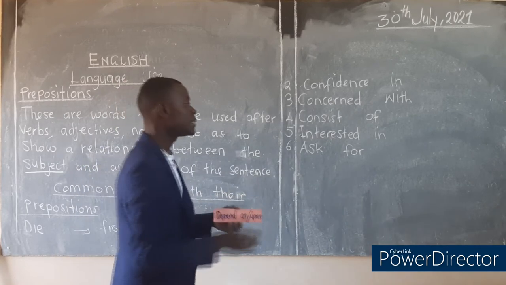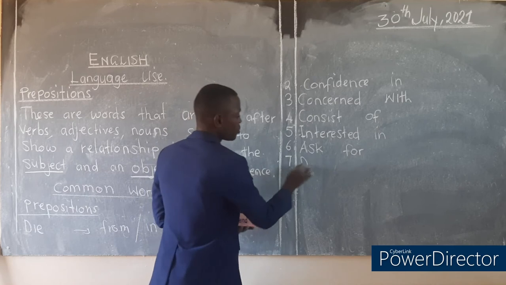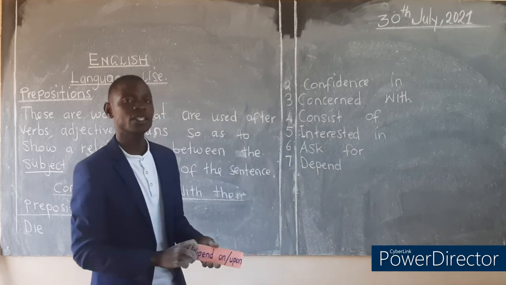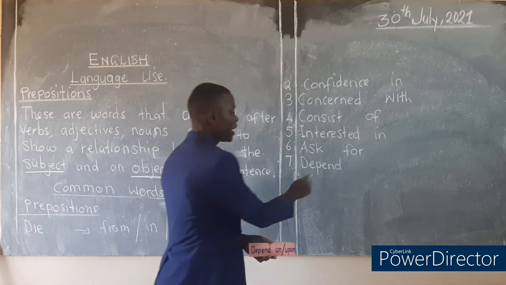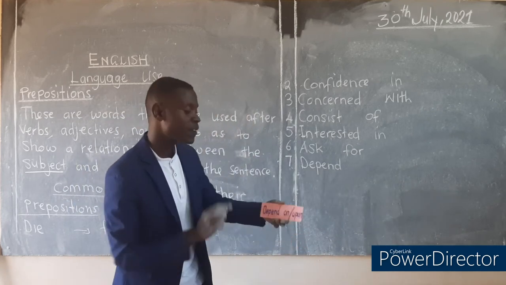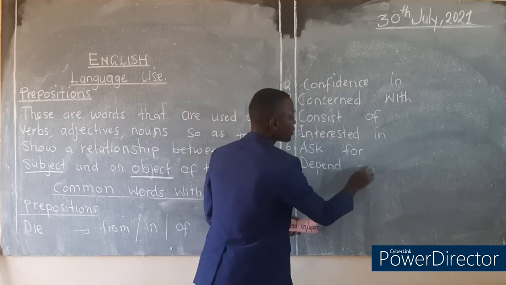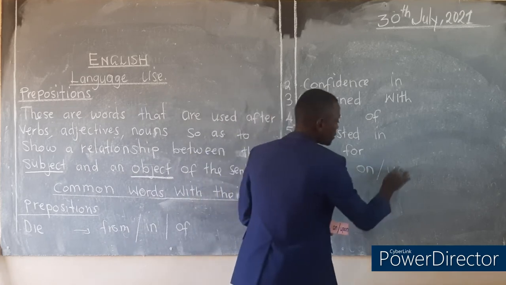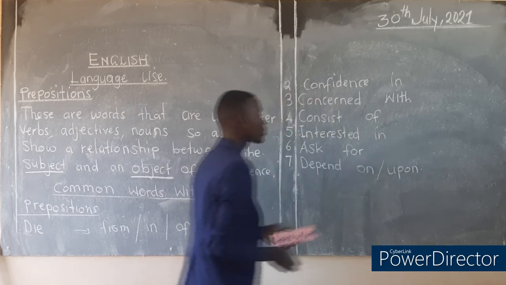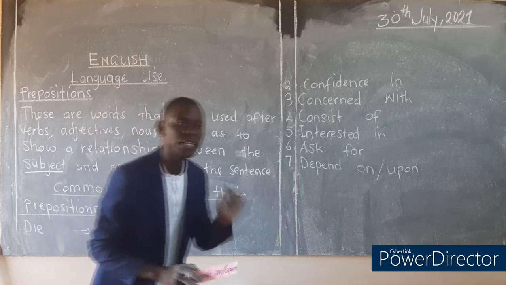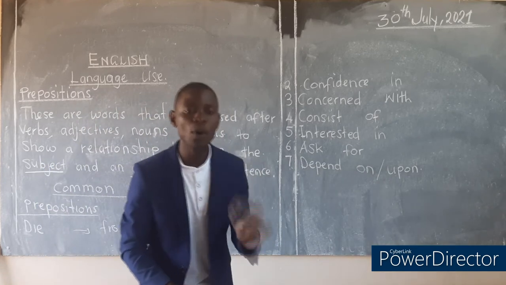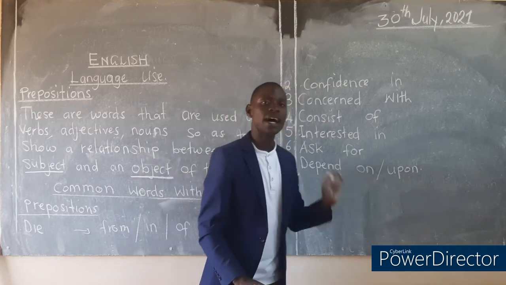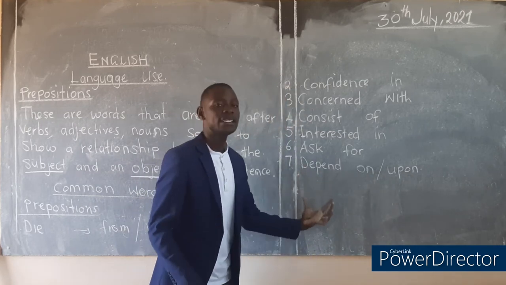Depend. What is the preposition of the word depend? The word depend has two prepositions. The first one is on. Then the other one is upon. You hear people saying, I'm depending on you. I'm depending upon this machine. Why? Because on and upon are the prepositions for the word depend.